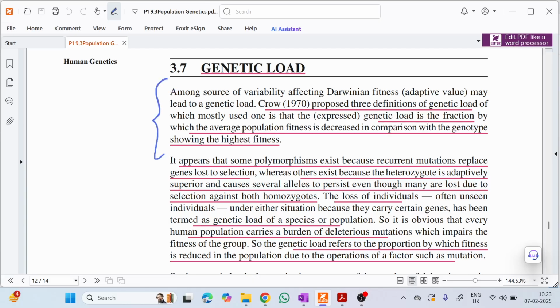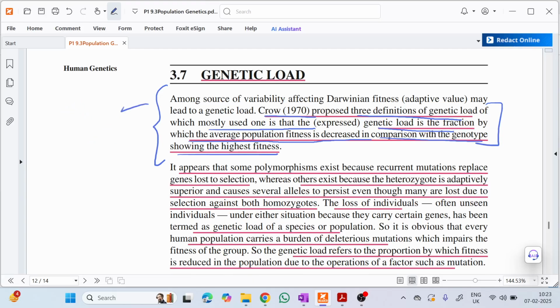Now let's look at the text. So Crow proposed three definitions of genetic load, of which the most used one is that the express genetic load is the fraction by which the average population fitness is decreased in comparison with the genotype showing the highest fitness. So here in this definition there are two parameters. The first is the standard one and the second is the deviations.